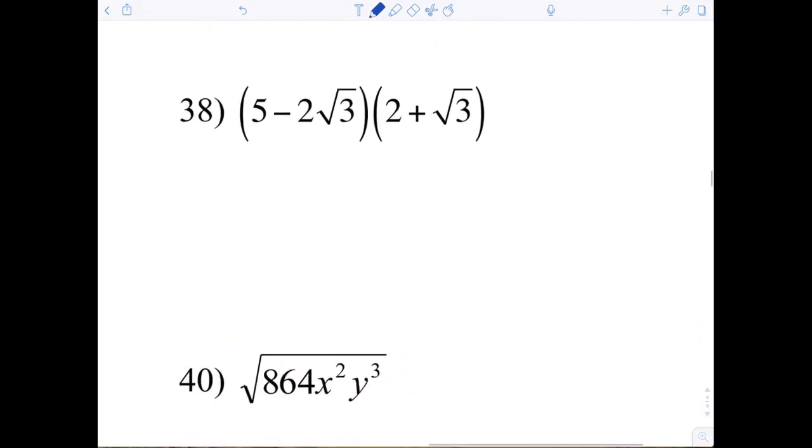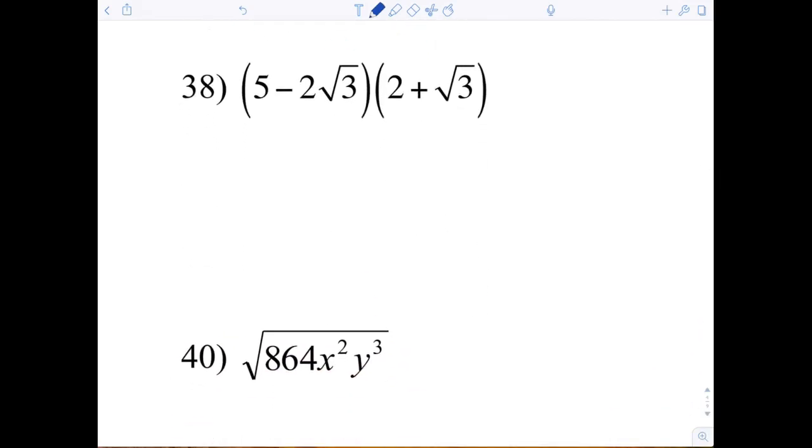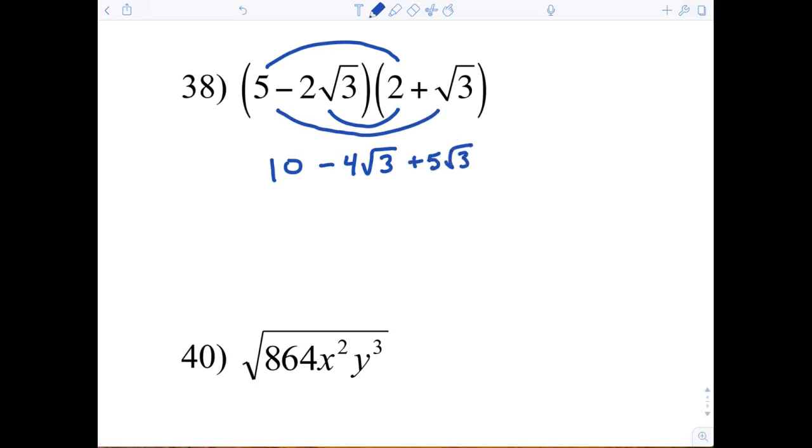All right, now here's where some of you are trying to think about it. Okay? So 5 times 2, 10. Right, now we're doing the smiley face. How much is this? Negative 4. Then I'm doing the other smiley face. How much is that? Plus 5 radical 3. Thank you.